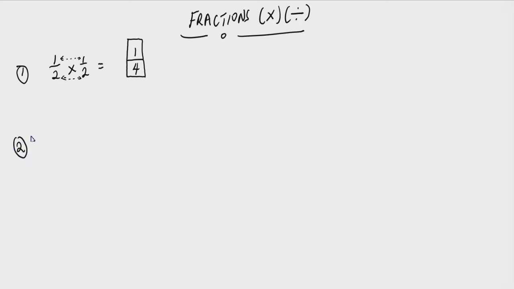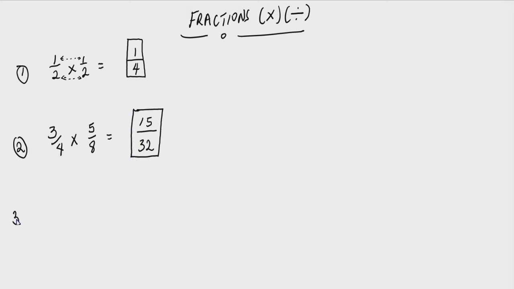The second one is 3 over 4 times 5 over 8. 3 times 5 is 15, divided by 8 times 4 which is 32. Does 3 go into 32? It doesn't. 2 does, but 2 doesn't go into 15, and that's our final answer. Can't divide any further.